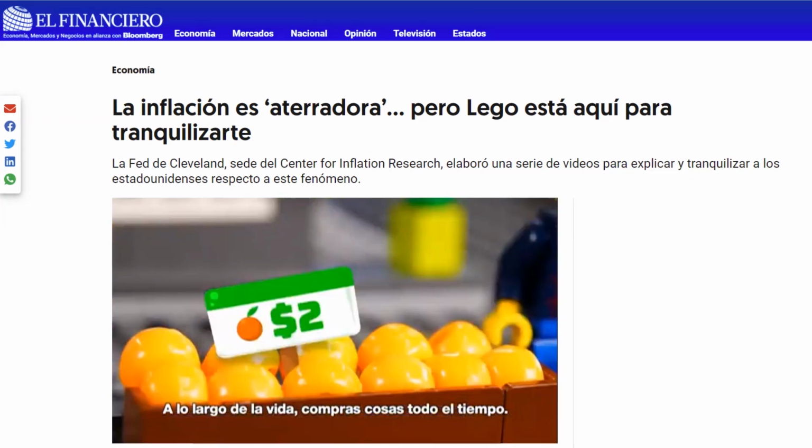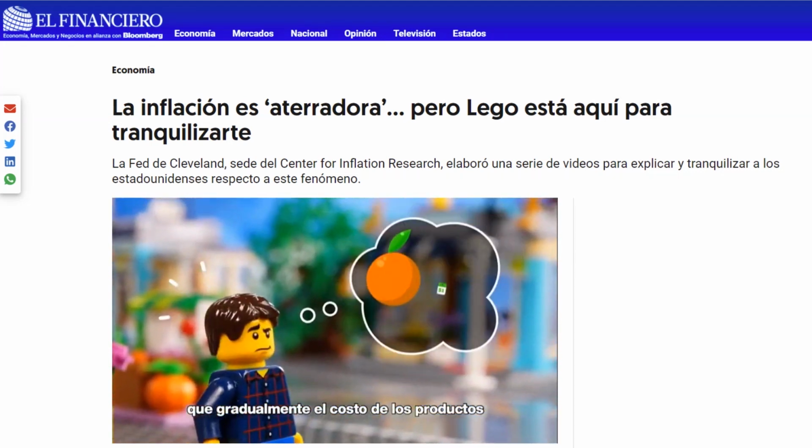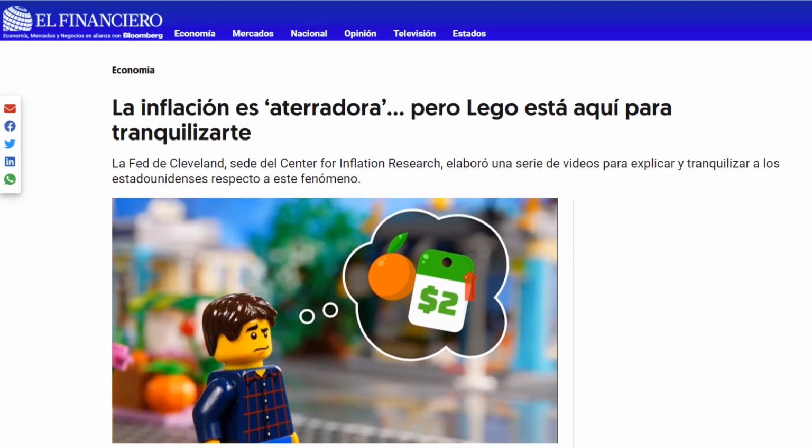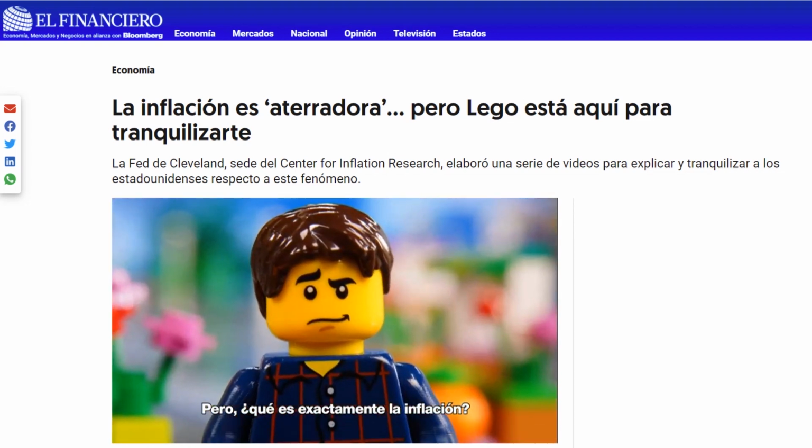In life, you buy things all the time. Huh? You probably notice that gradually the cost of items tends to increase. This is known as inflation. But what exactly does inflation mean?